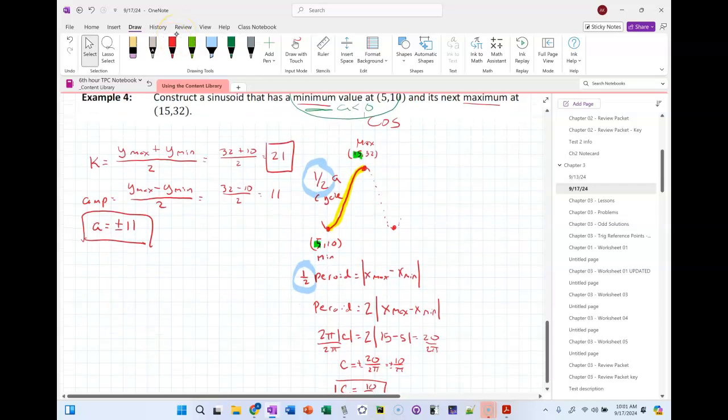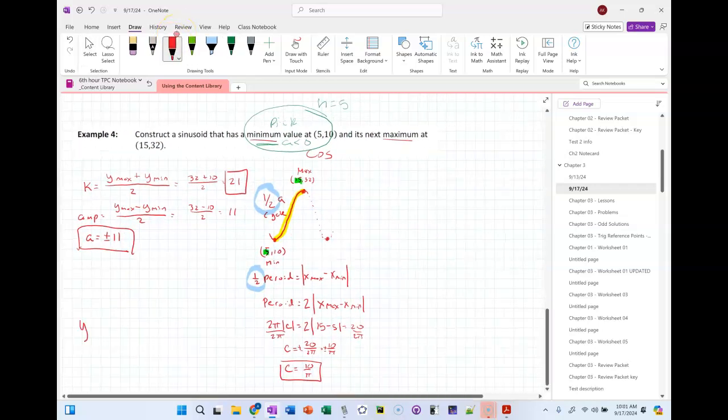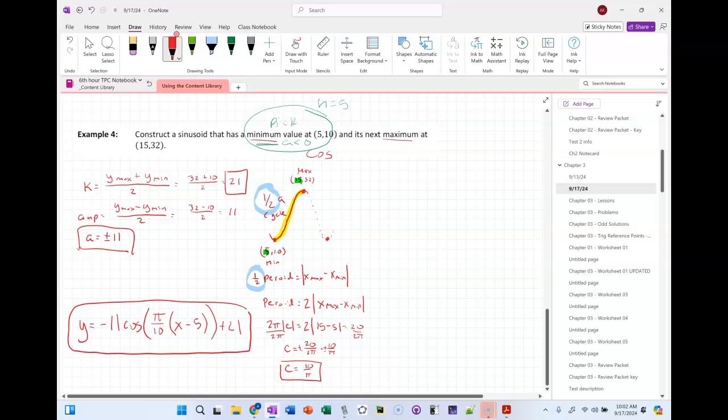All right. Now we got everything we need, so we can just put it together. So y equals negative 11 cosine the reciprocal of c, x minus h plus k. Or if you had used the other point, you would have said 11 cosine pi over 10 x minus 15 plus 21. That would also be a correct answer.